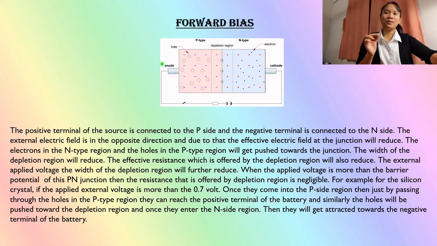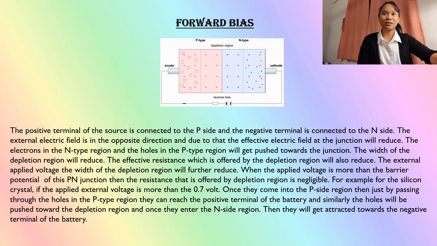They can reach the positive terminal of the battery, and similarly the electrons will be pushed toward the junction region, and once they enter the N side region, they will get attracted towards the negative terminal of the battery because of the opposite charges.